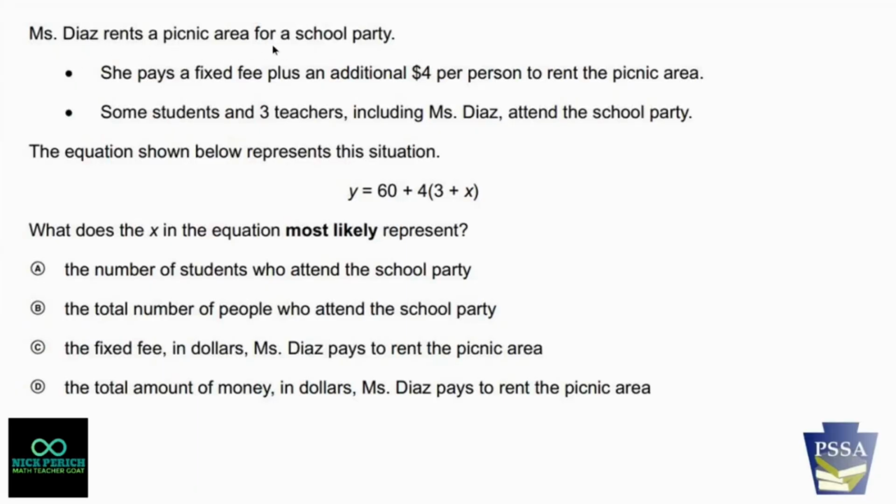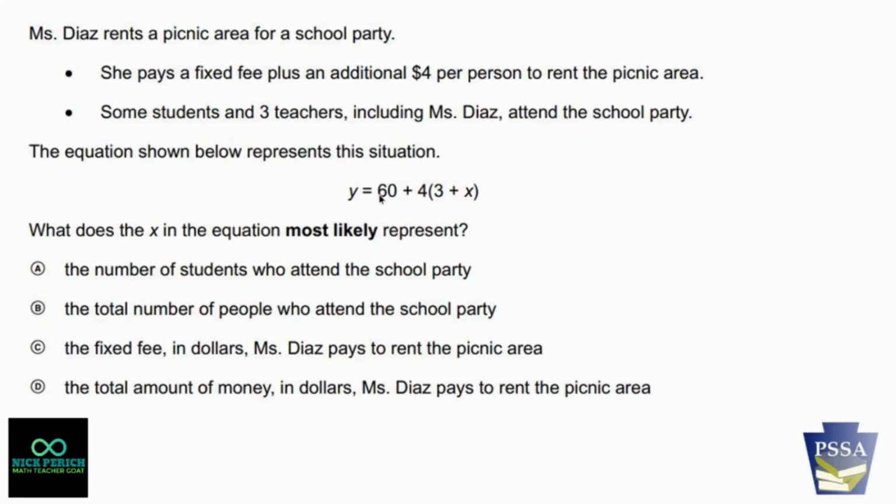Ms. Diaz rents a picnic area for a school party. She pays a fixed fee plus an additional $4 per person to rent the picnic area. Some students and 3 teachers, including Mrs. Diaz, attend the school party. The equation shown below represents the situation.